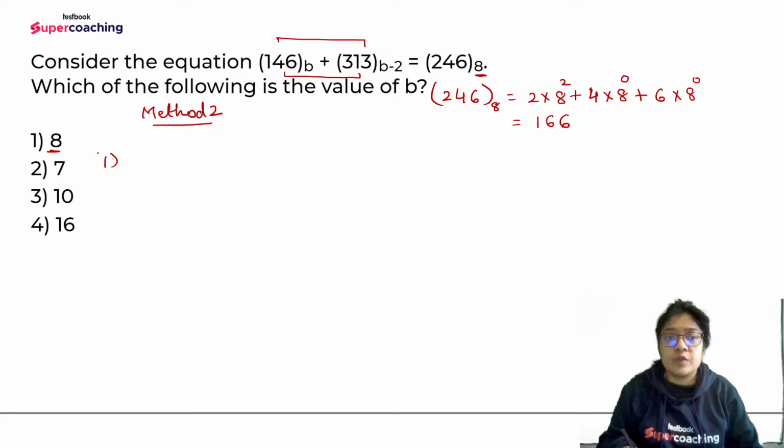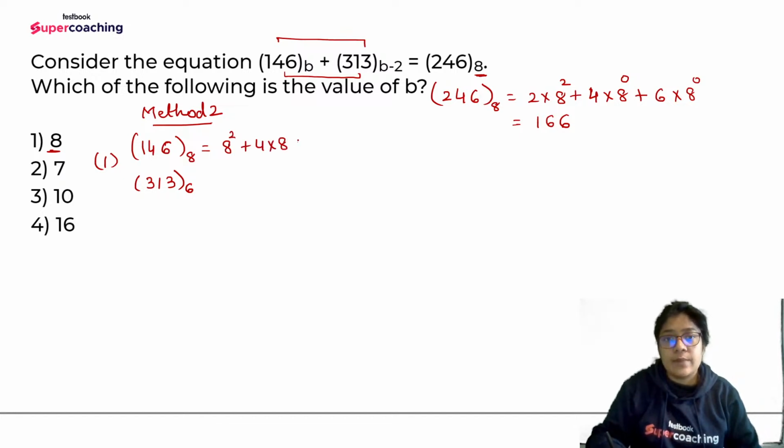I'm trying with the first option. So 146 with base 8, calculate it. Whatever value comes, just add it to 313 with the base b minus 2. So 8 minus 2 is 6. Calculate this. It will be 8 square plus 4 into 8 plus 6 into 8 raised to power 0.